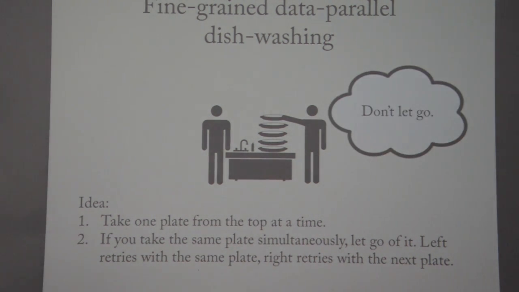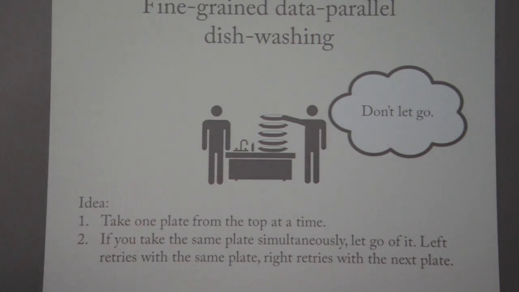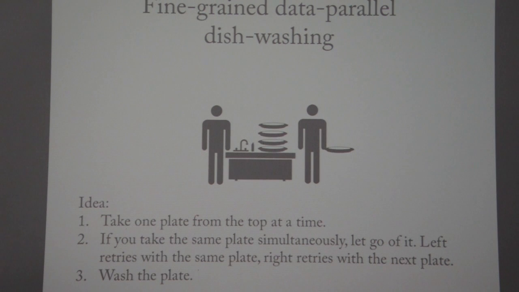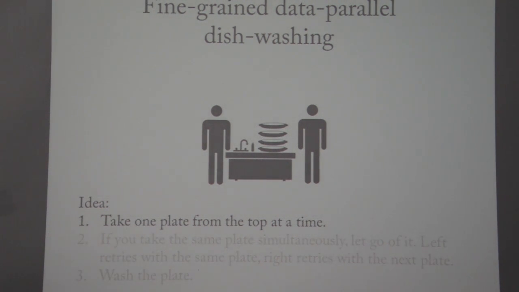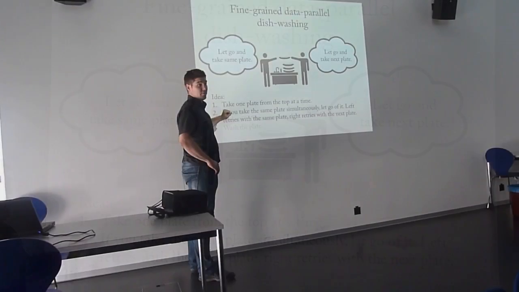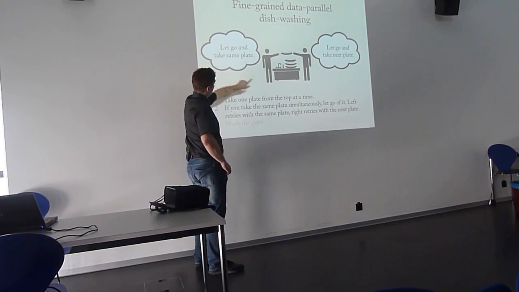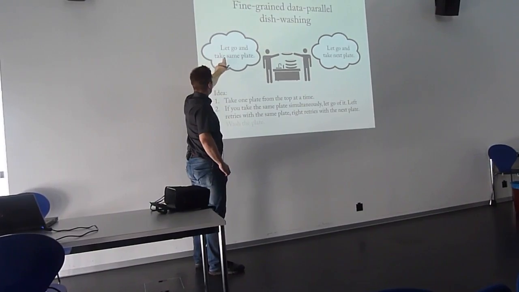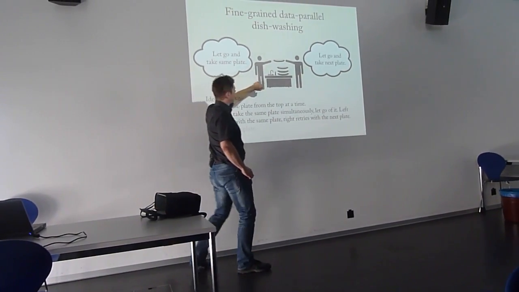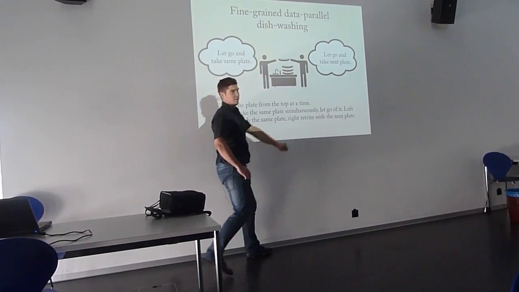So this guy now figures out that nobody's pulling this plate, so I won't let go, and I'll just take it, and then in the first step, I'll wash the plate. Okay, and then I can proceed with the next plate. But the thing that now happens is that this left worker also grabs the next plate. And he thinks, okay, there's somebody else grabbing the plate, I'll let go and I'll take the same plate. This guy says, I'll let go, I'm the right worker, I'll take the next plate.